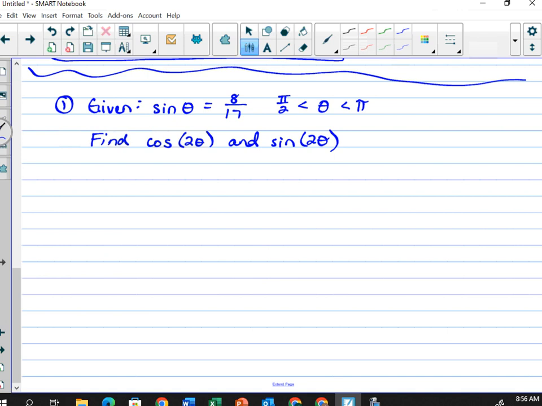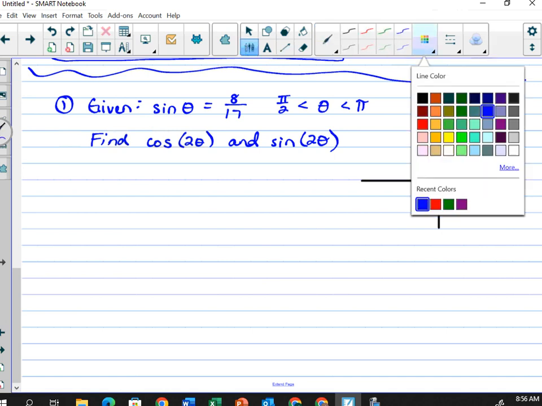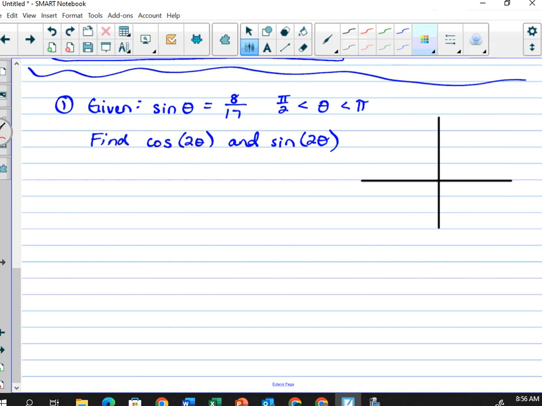Try and incorporate it. Draw a triangle. Yes, we must incorporate it, but we'll do so with a picture. It's a triangle in a specific quadrant. Which quadrant should my triangle be in? Here's pi over 2, and here's pi, like that. So there is my triangle.